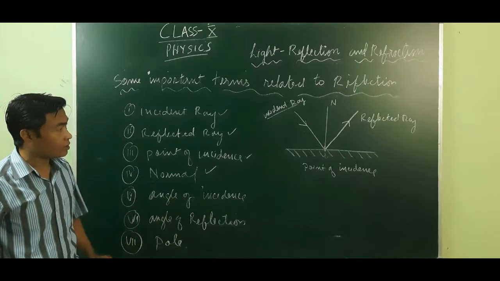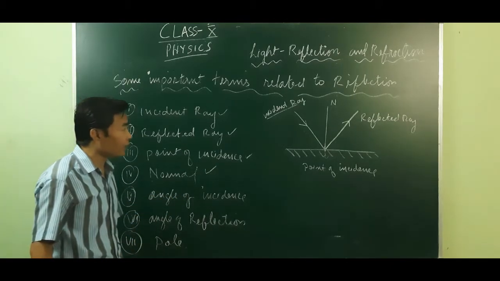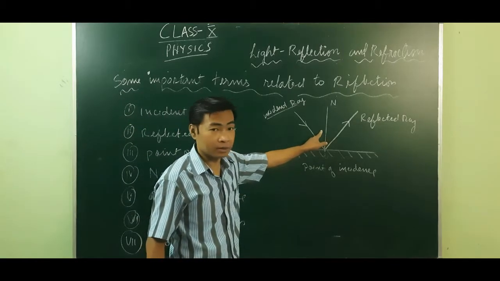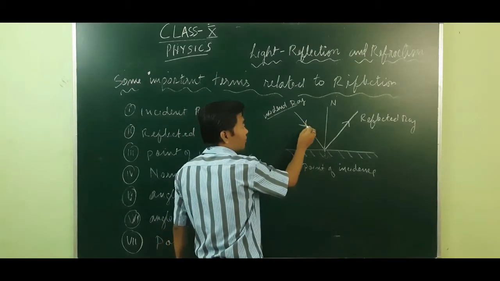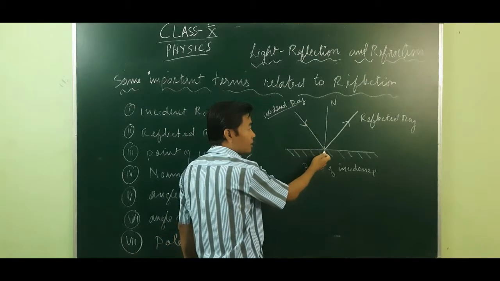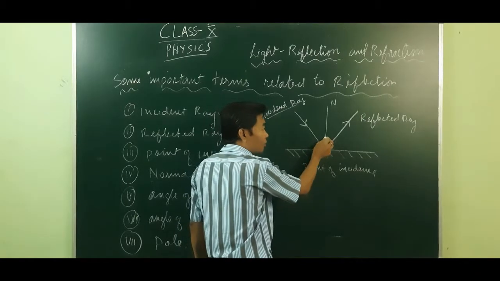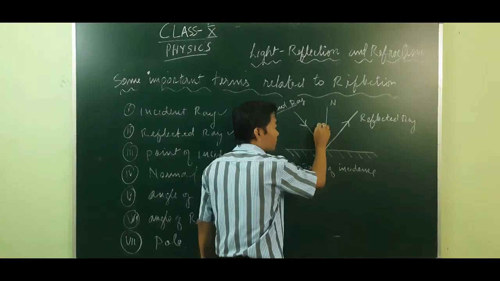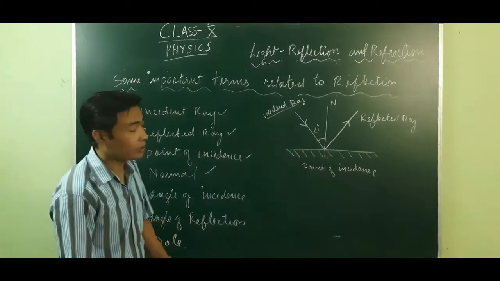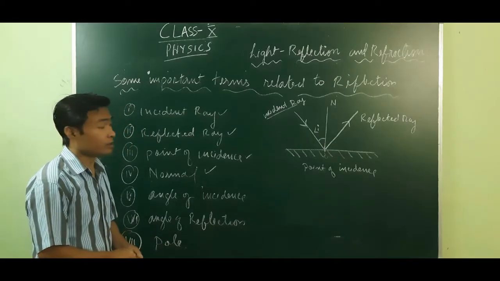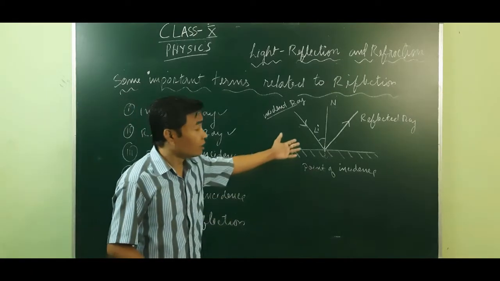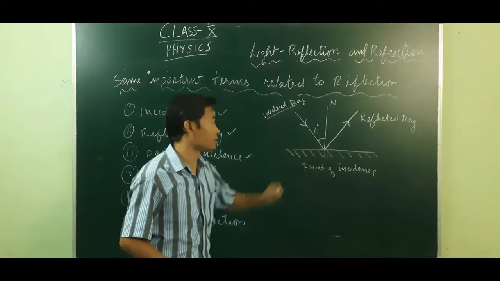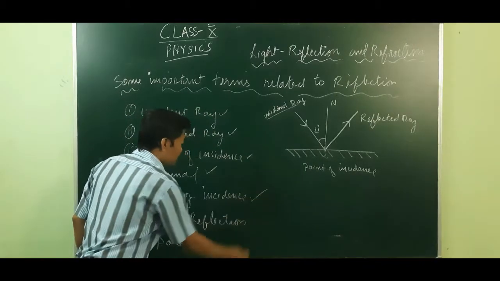Now the angle of incidence. What is an angle of incidence? It is the angle formed by the incident ray with the normal. So this is the incident ray which comes and falls on the point of incidence, and it makes an angle with the normal. This is represented by the small letter i. So this angle is known as the angle of incidence. The definition is very simple. You can write it: the angle made by the incident ray with the normal is known as the angle of incidence.